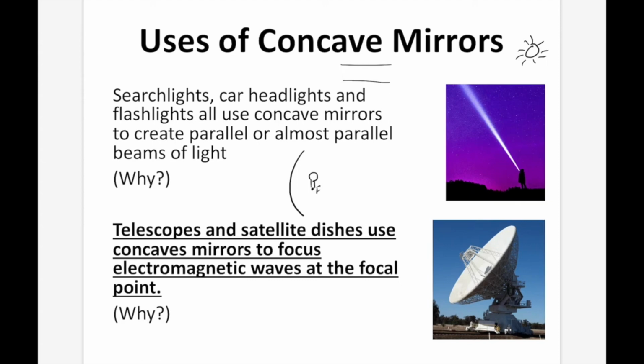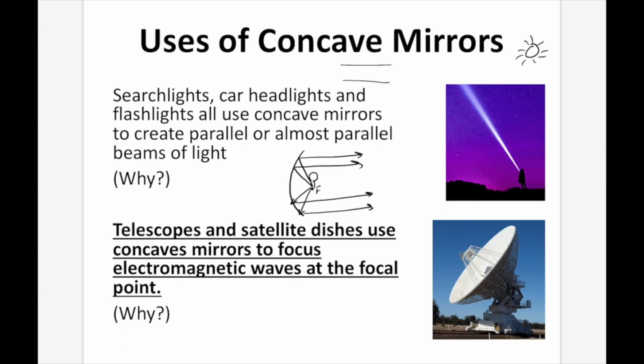If we put that light bulb at the focal point, then all the rays, remember our rule number one, all the rays that come from the focal point are going to hit the mirror and come out parallel to each other. So our light bulb is going to give out rays in every single direction, but since they're all coming from the focal point, they're all going to come out in the same orientation, which is going to give us a much stronger beam of light.